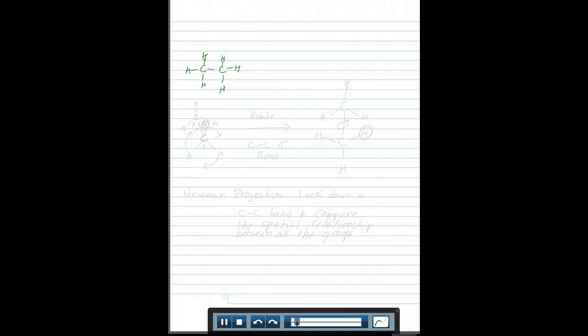One of our labs is going to involve this section as well as a section later on in the chapter. Okay, so let's first look at ethane.